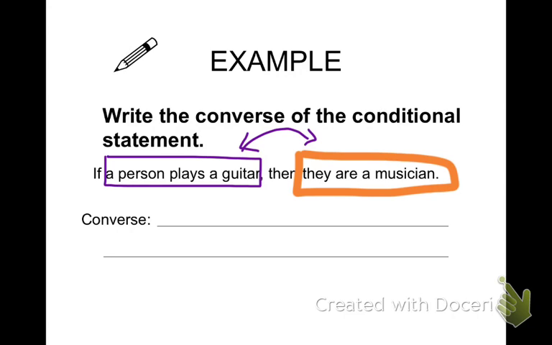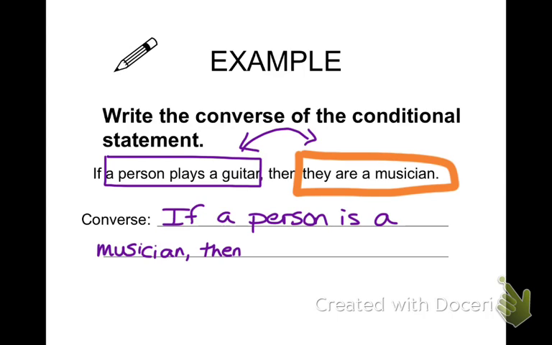So if a person is a musician, I'm not just going to say if they are a musician, then a person plays guitar. So if a person is a musician, then they play the guitar. Okay, so we just wrote the converse. We flip-flopped the hypothesis with the conclusion.